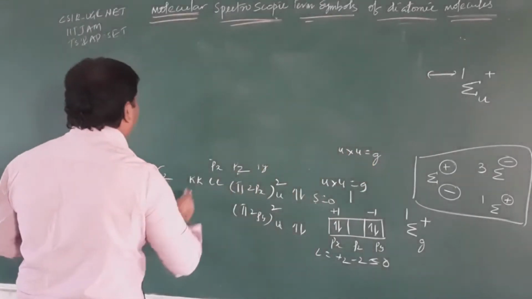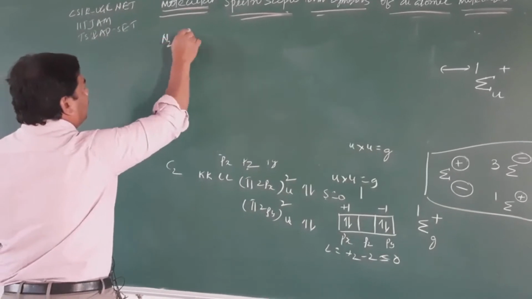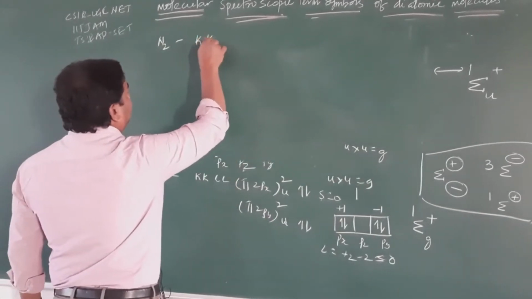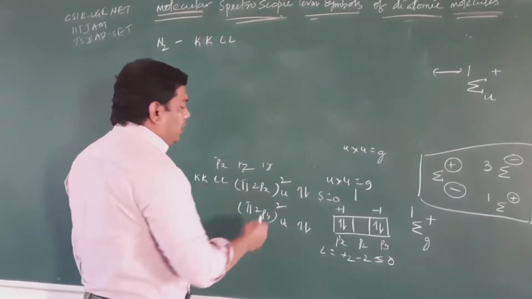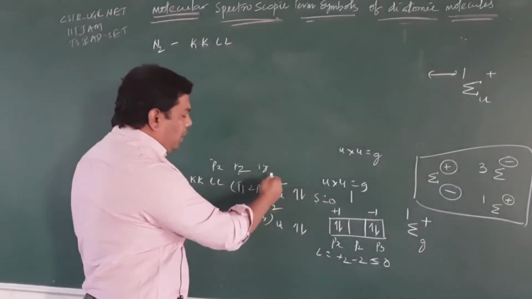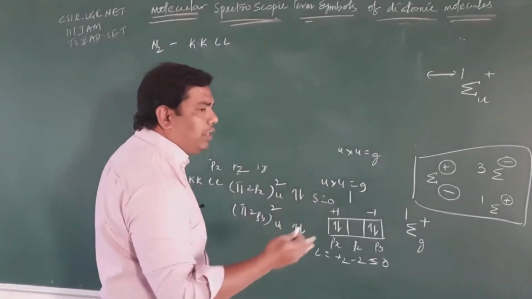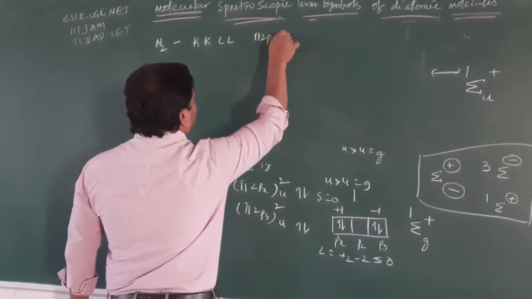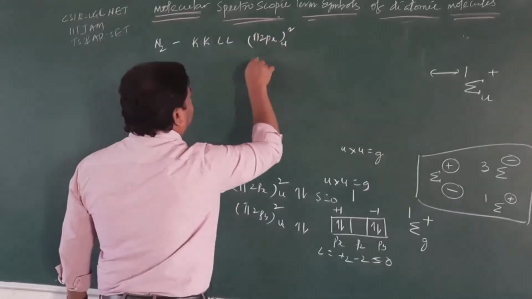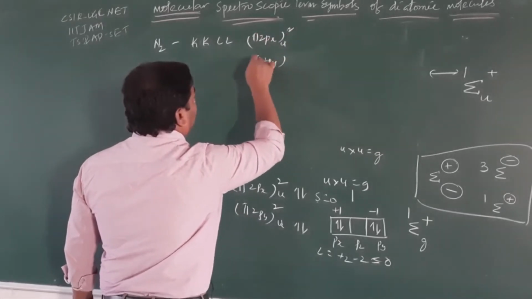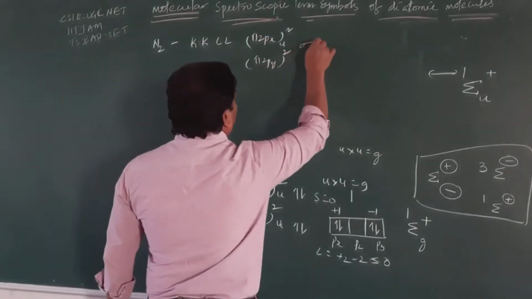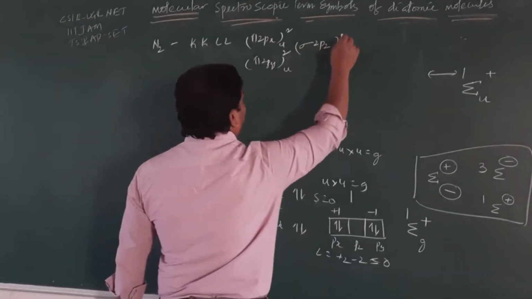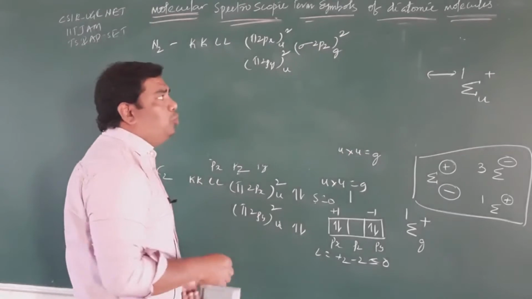N2 molecule. Clear? So N2 means KKLL. Next, once this 2p level is over, the next electron enters into the sigma 2pz. So this is pi 2px2 and pi 2py2. Then the next electron is sigma 2pz. So this is a zerade center, student. So this is sigma 2pz2.